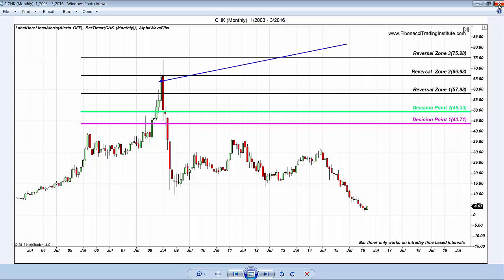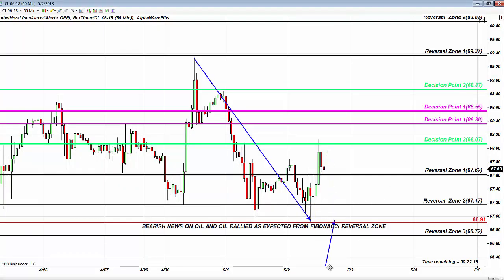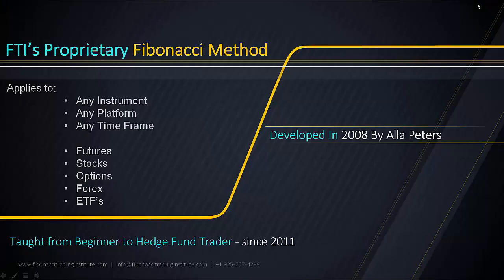And that's the exact same thing we witnessed this morning on oil. No matter how horrific the news was on oil, a bullish rally was expected, as a reversal zone was in play. If horrific news on oil was at a reversal zone, we would have expected a sell-off. However, oil was at key support. And that's what price does every time. No matter what instrument, no matter what time frame, no matter if it's futures, stocks, options, forex or ETFs, the exact same formula applies.